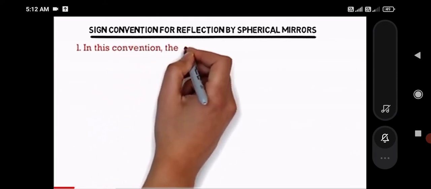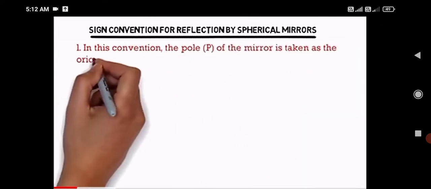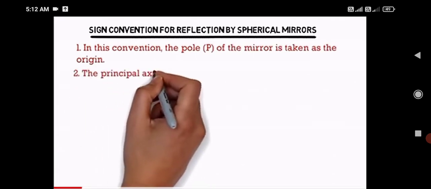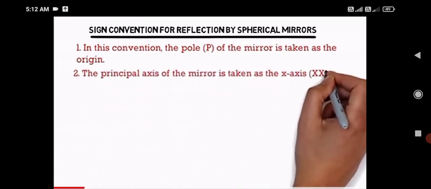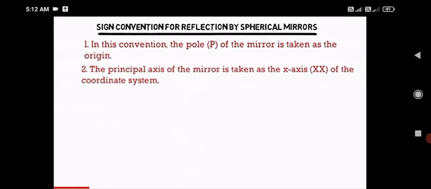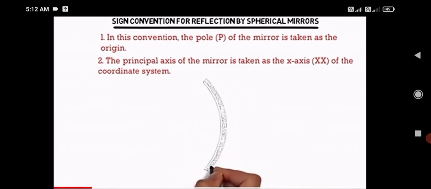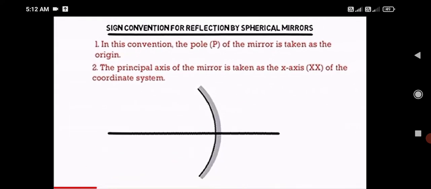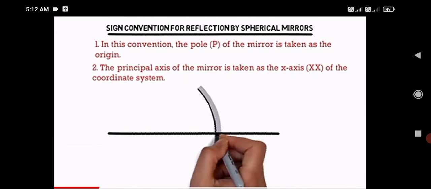See this video. Sign convention for reflection by spherical mirrors. In this convention, the pole P of the mirror is taken as origin. The principal axis of the mirror is taken as the x-axis of the coordinate system. So the pole is the origin, and the principal axis is just a reference axis taken as the x-axis.